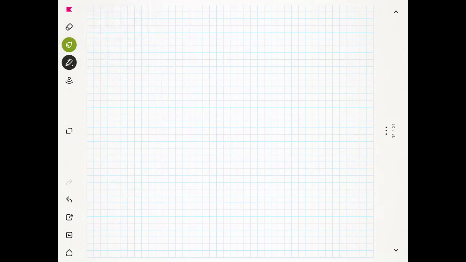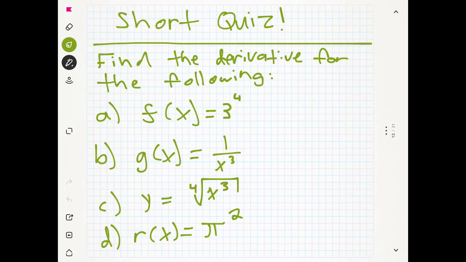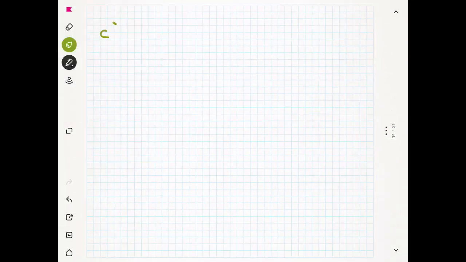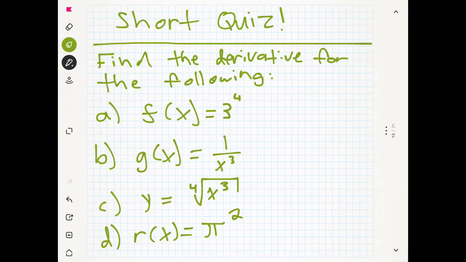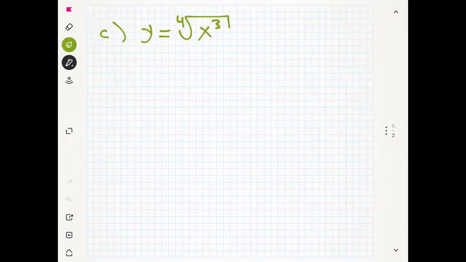Now I'm going to clear the page and go back. All right, C, y is equal to the 4th root of x cubed. Let's just write that down. Y is equal to the 4th root of x cubed. Okay, again, if you go back to what I just talked about, we can represent this the same way as we did previously.